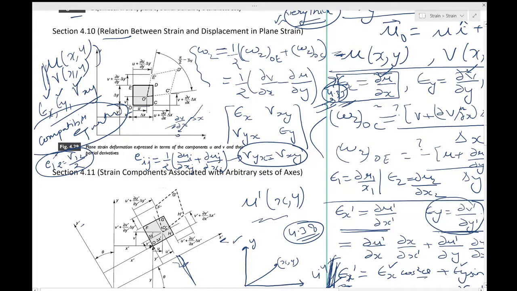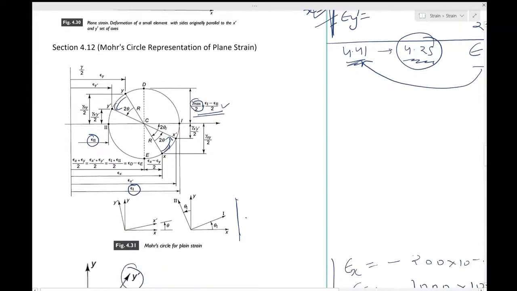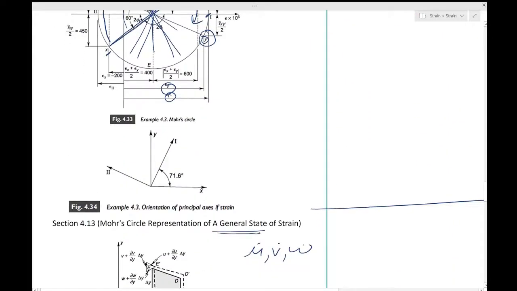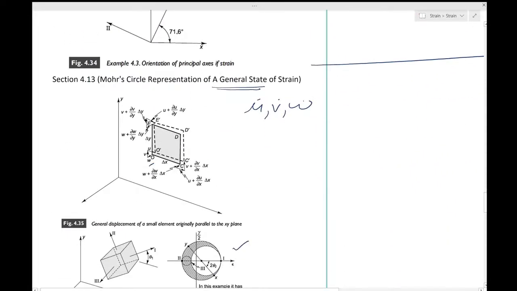We see in figure 4.35 that the displacements, this and the other one, which will be dou w by dou x into delta x, will play a role in the change in length of O dash C dash. So let's see O dash C dash. You are seeing this term and you are seeing this term, something which was missing earlier on. So you want to consider them, and that is what is shown in this particular figure.